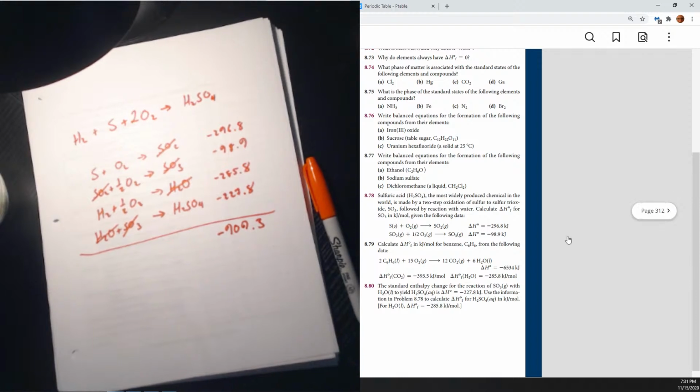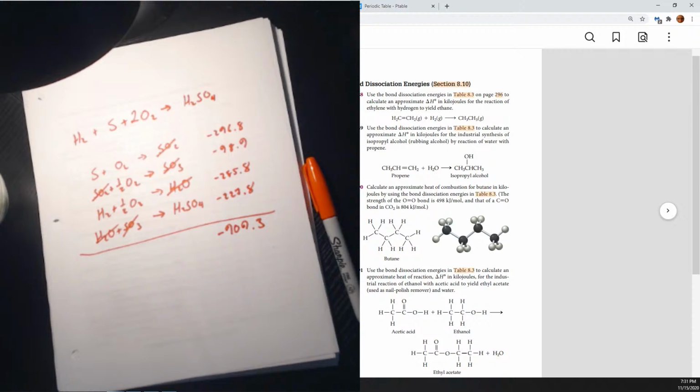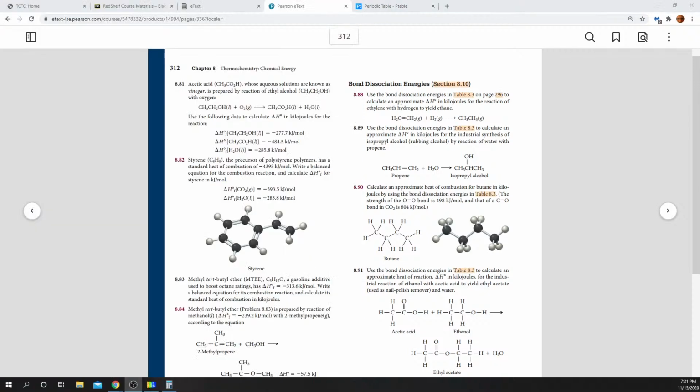Okay, now 82. Styrene, C8H8, the precursor of polystyrene, has a standard heat of combustion of negative 4,395 kilojoules per mole. Write a balanced equation for the combustion reaction and calculate the enthalpy of formation for styrene in kilojoules per mole.